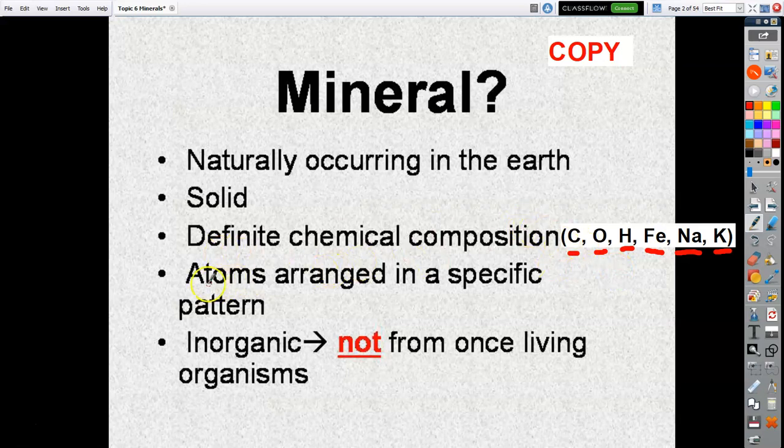Those elements, those atoms, carbons and oxygens, have to be arranged in a specific pattern. They're called crystal shapes, and I'll go over that as well. And the 5th thing is minerals have to be inorganic, which means they cannot come from things that were once living, right? Something that's organic means it came from something dead, decaying material, plant remains, animal remains. Minerals can't be organic, so they are inorganic. So again, they have to be naturally occurring, which means not man-made, solid, made up of a certain composition of elements. Those elements are in a certain pattern, and inorganic.